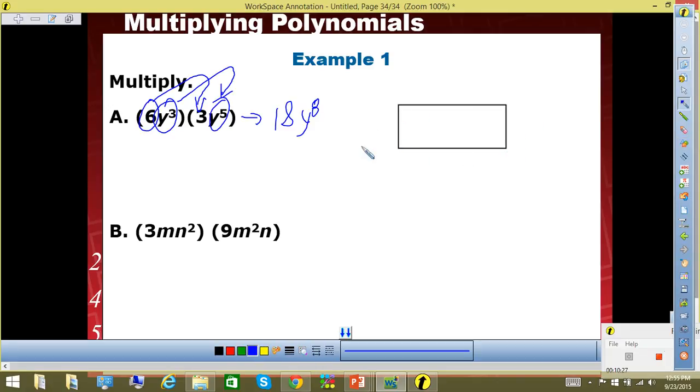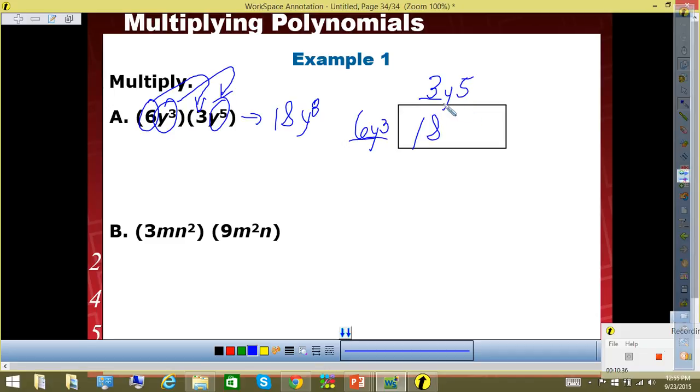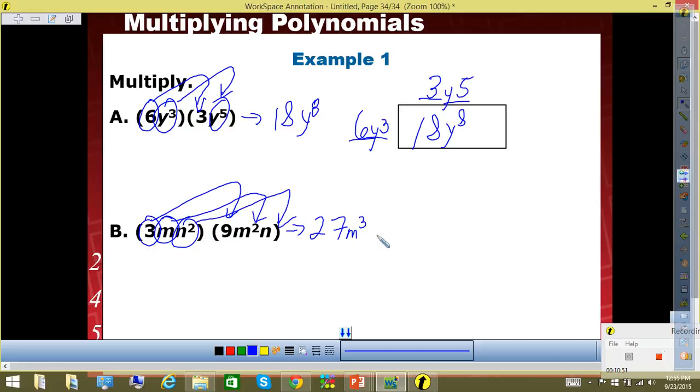Look at those rectangles. 6y cubed, 3y to the fifth. This is 18, y to the third, y to the fifth. That's y to the eighth. So far, so good, right? 3 times 9, that's 27. M times m squared, that's m cubed. N squared times n, that's n cubed. And so we got that. Okay, we got this, right?